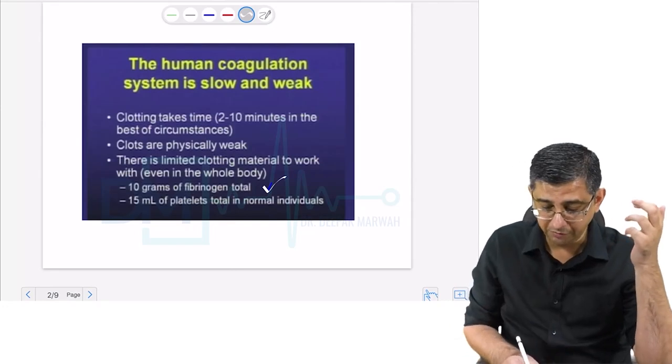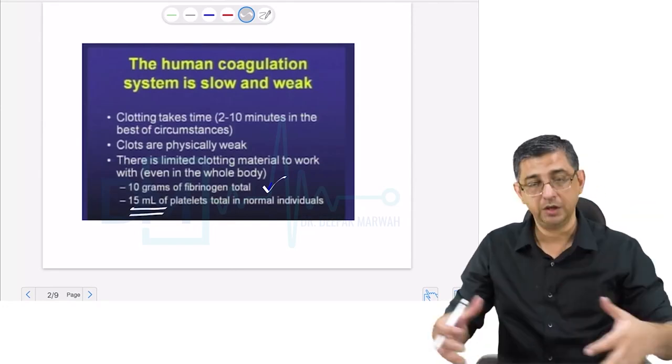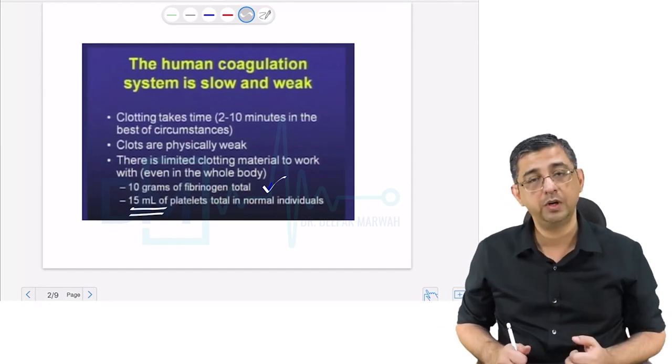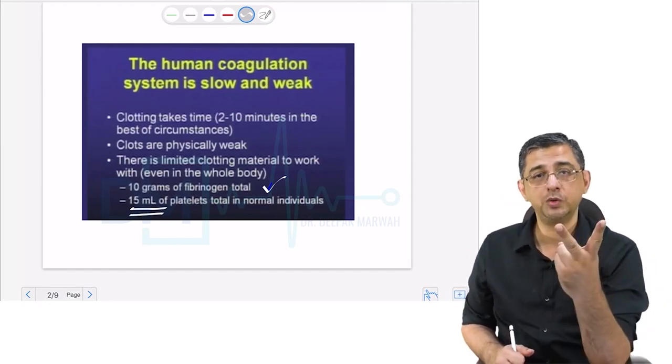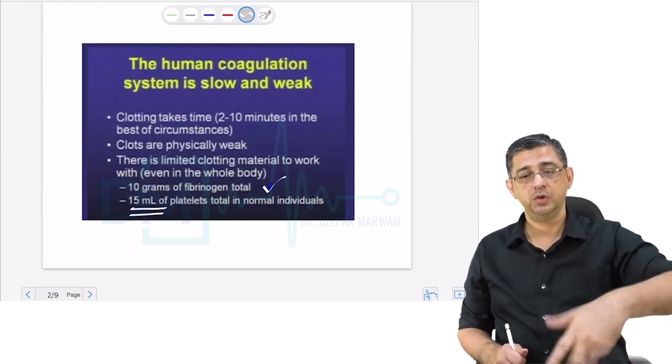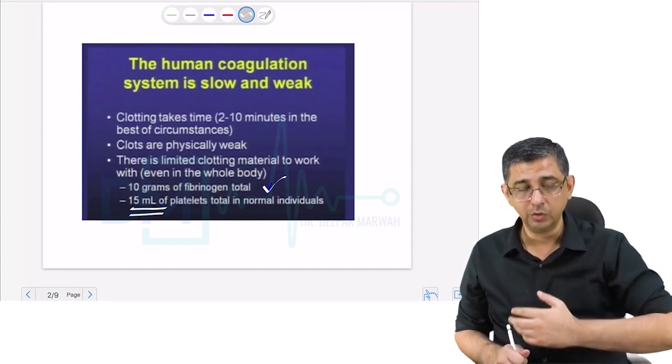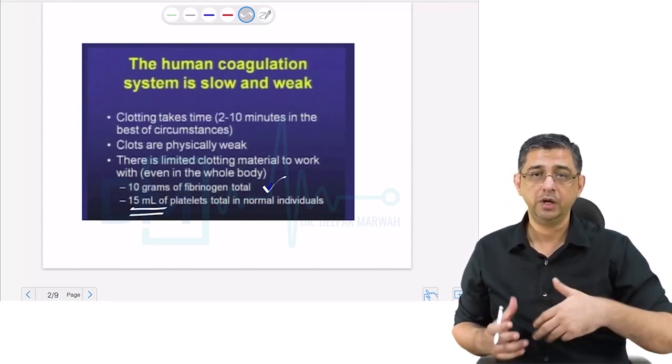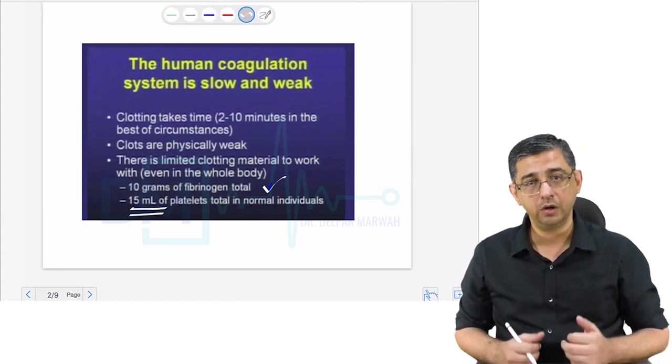And then there is only 15 ml of platelets. I mean, if we consider all of the platelets, that is 15 ml of platelets, which would be like 2 teaspoons of platelets in our whole body. So if I'm going to lose those platelets, I'm going to lose that fibrinogen, then well, God help me, because my blood will not clot.